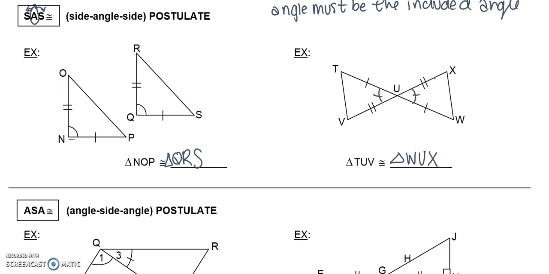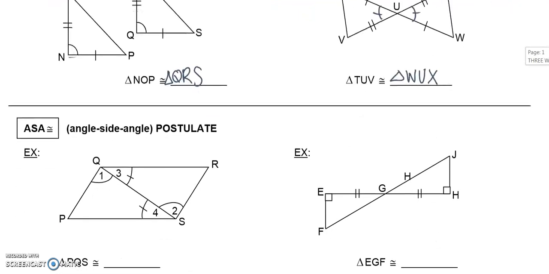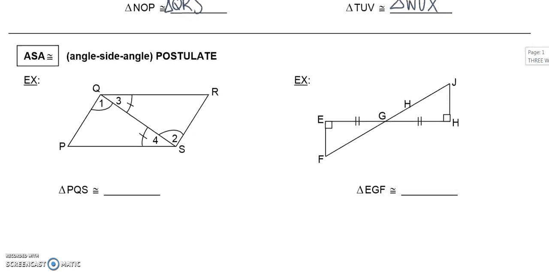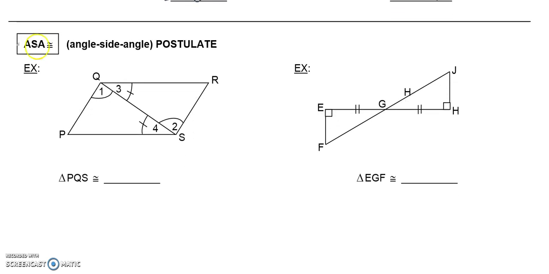If it's helpful, I suggest highlighting, and I'll try that in the next congruence theorem as well, which is, or postulate, which is angle-side-angle. Just like SAS, the side must be touching both angles. So the side is that included piece of the puzzle. Again, the side must be touching both of the angles.